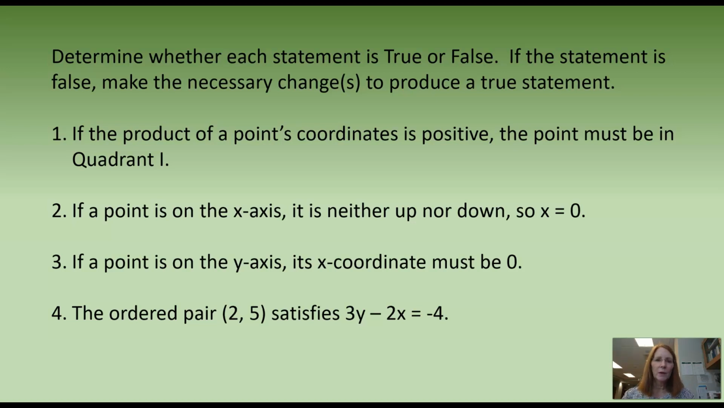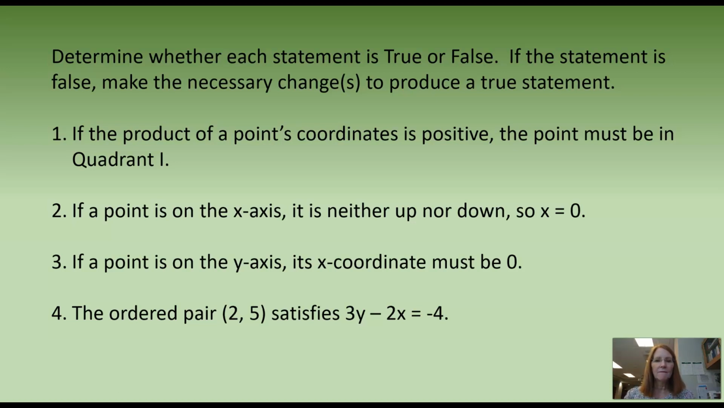So on these questions, we're going to decide whether the answer is true or false, and if it's false, we're going to change it so that it would be true. Number 1, if the product of the point's coordinates is positive, the point must be in quadrant 1.